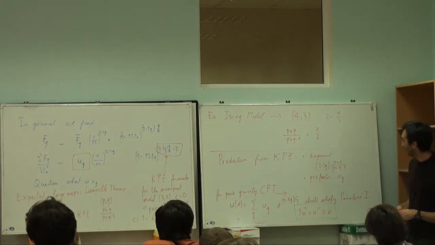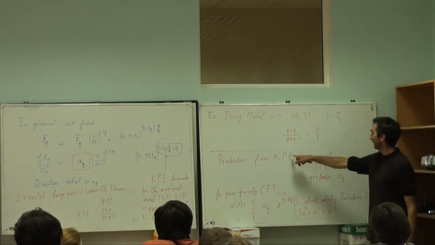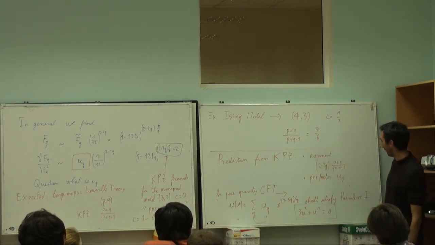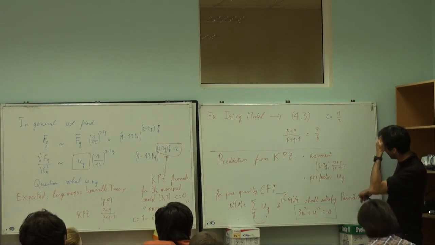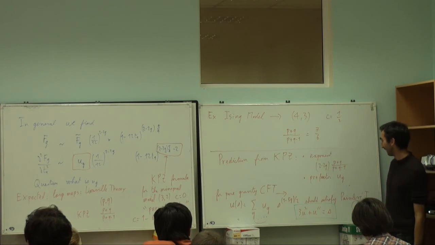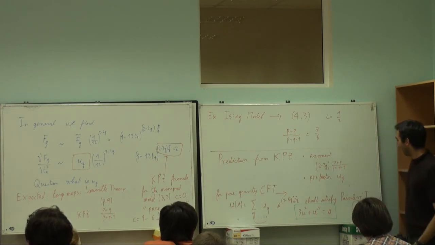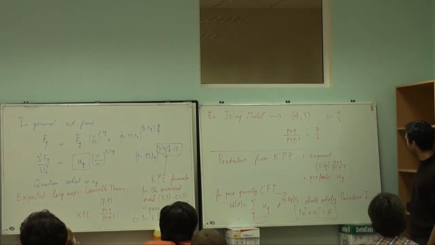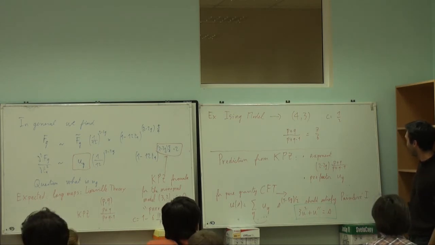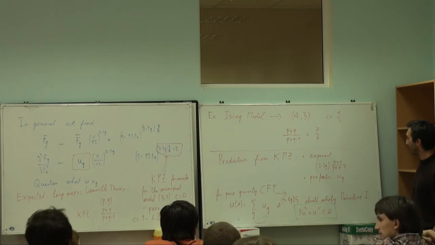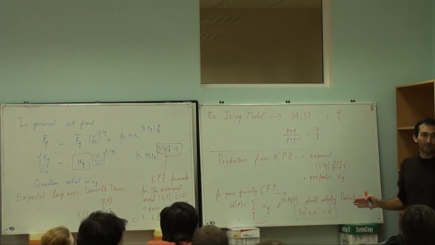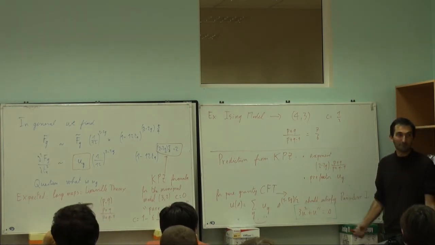Knizhnik, yeah. Well, KPZ is really the prediction for the exponent, but in fact, I'm not sure in which paper this was first done. Minimal models basically in conformal field theory satisfy lots of differential equations, and this is one of them.